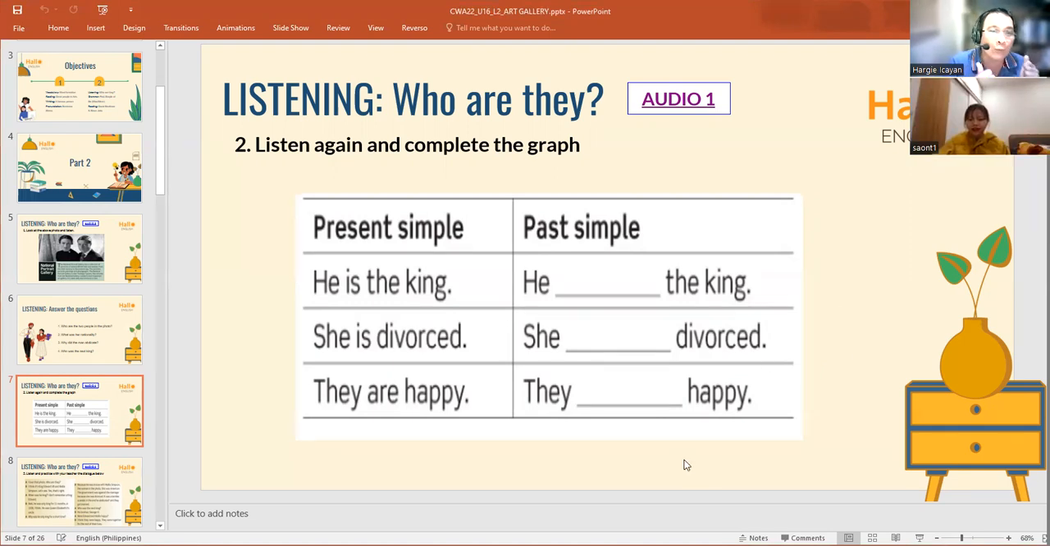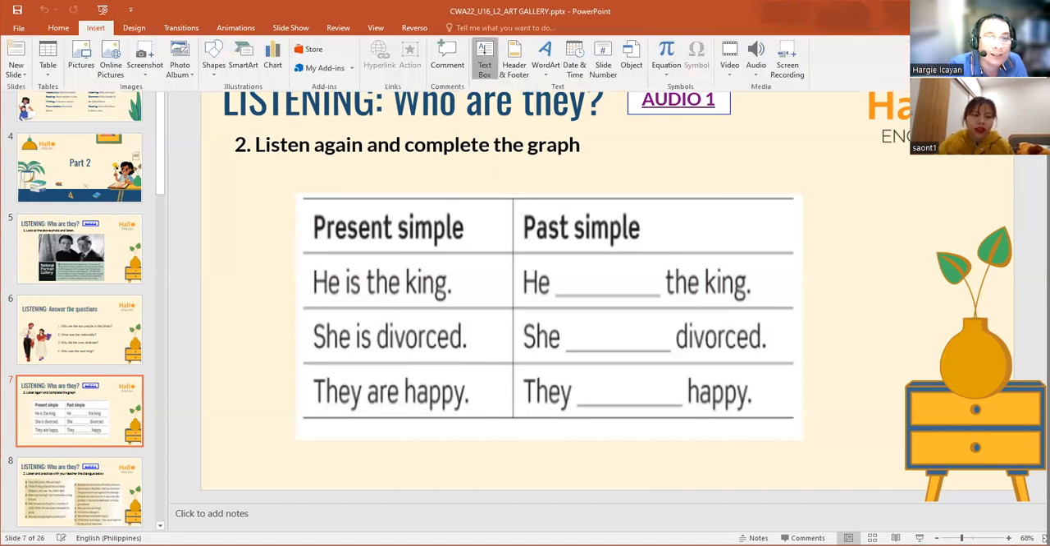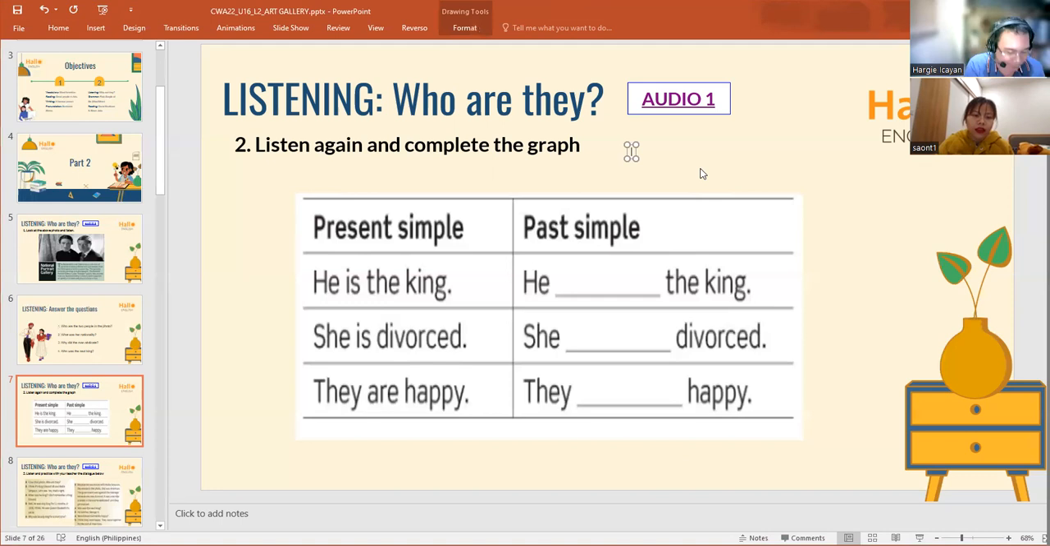Okay, now we will be going to study the present simple and the past simple of the be verb. So when we are talking about be verbs, in the present simple, we have is. If we're talking of one, it's is. Are, if you're talking of many.